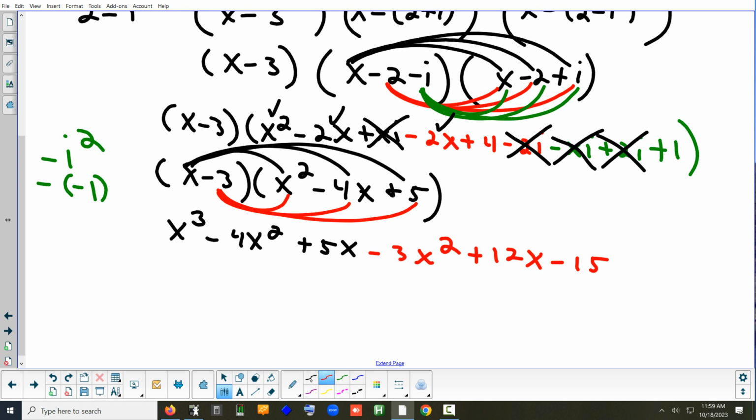Okay, do I have any like terms there? Let's start with x cubed. Anything there? No. Let's go to the x squared. Anything there? Negative 3x squared and negative 4x squared. Yeah. What's a negative 3 and a negative 4 together? Negative 7. We got that, we got that, we got that. How about 5x and 12x? So that's 17x. Anything I can combine with the negative 15? Nope.